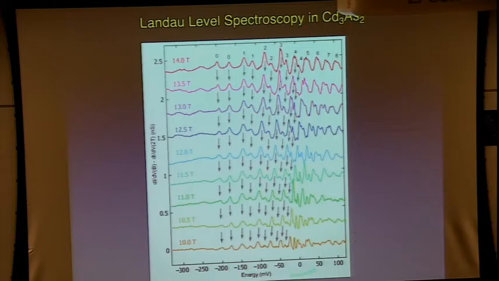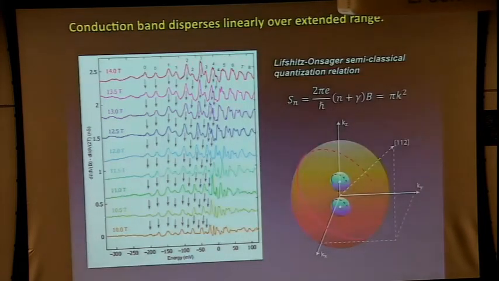So here's an example of some very high resolution data. Then you can take this data and analyze it in the standard way, where you say, okay, I have some sort of semi-classical quantization, and depending on whether you have Dirac or Schrödinger equation electrons, you get either a square root of B or a different kind of dispersion with magnetic field.